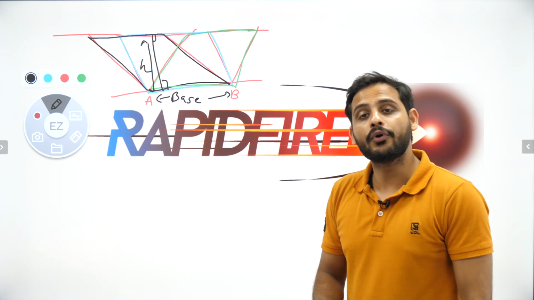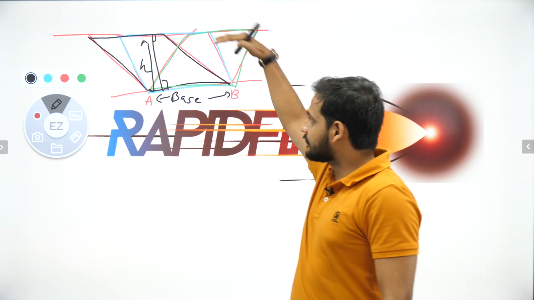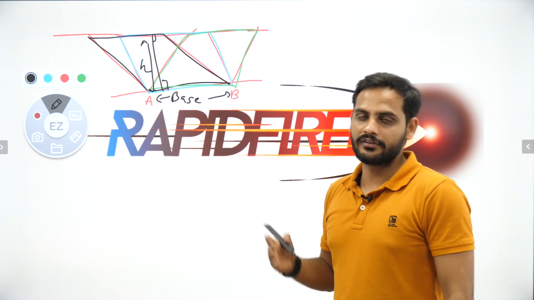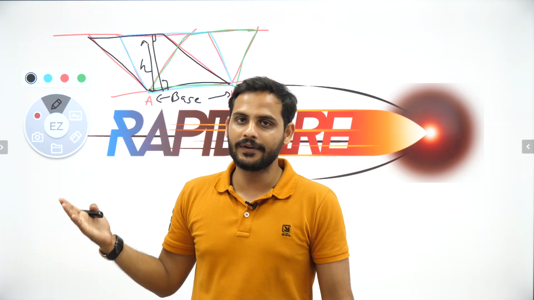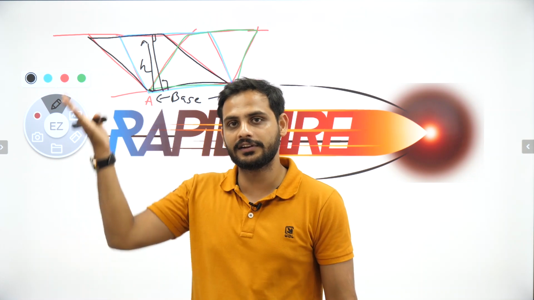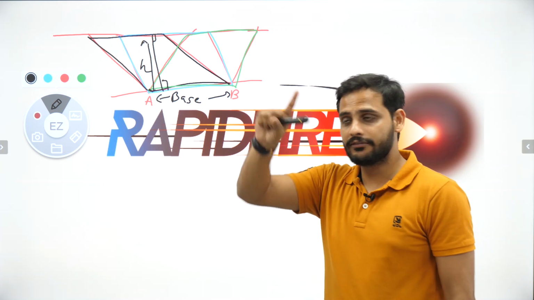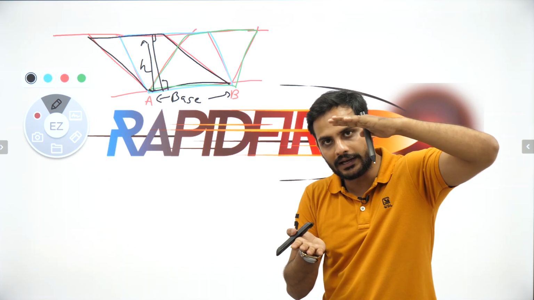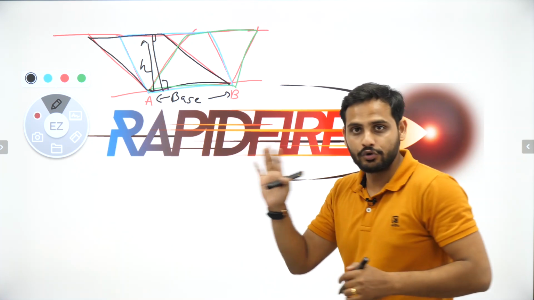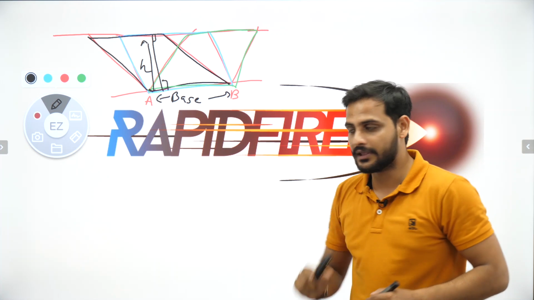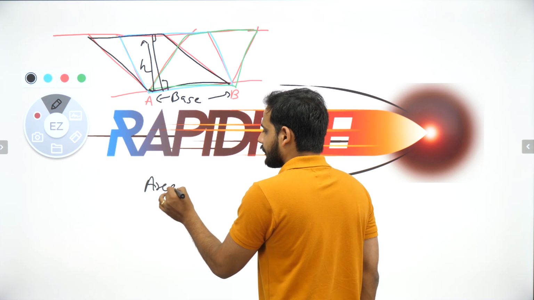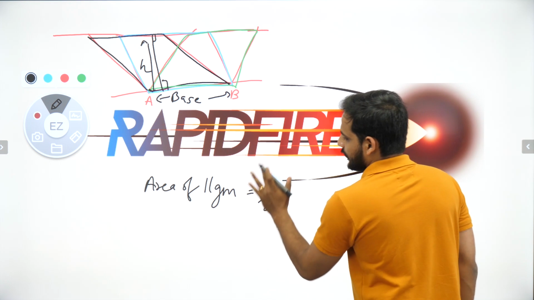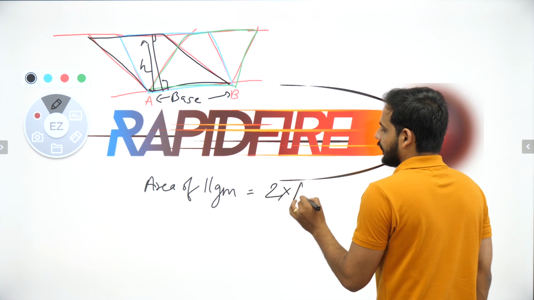Similarly, the area of all the triangles between the same parallel lines and the same base will also be equal. Again, same logic: half into base into height. The base is fixed and the height is fixed because height is the distance between the parallel lines. Similarly, one more third relation we are getting: between two parallel lines and the same base, the area of a parallelogram is double the area of a triangle.